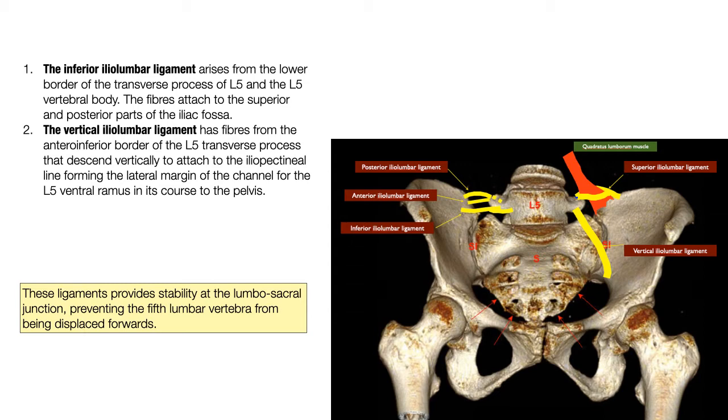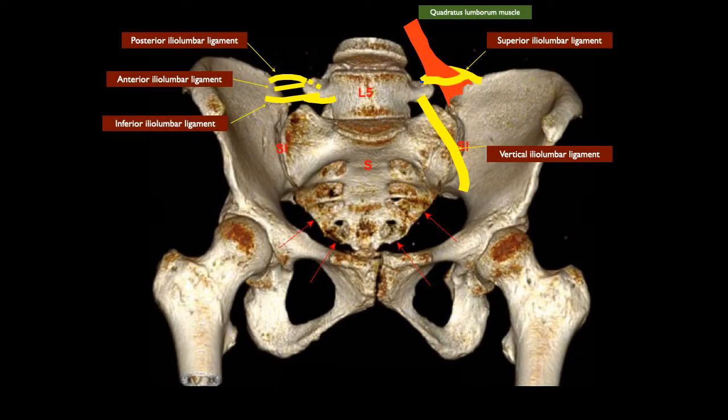Finally, we have the vertical iliolumbar ligament, which goes vertically from the inferior side of the transverse process of L5 to the iliopectineal line. We will review all these landmarks in the lecture about the pelvis, so make sure to come back here to better understand what was said previously. And here you have a magnified version of the drawing of the CT scan, so you can better see what we just explained.